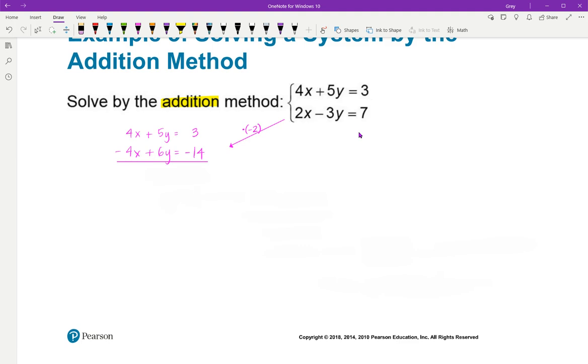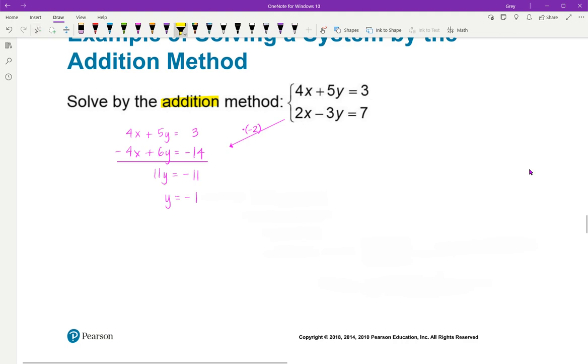And when I do, my x's fall out because I got 4x minus 4x. That goes away. And that gives me 11y equal to -11. I'm going to divide, and I have y is equal to -1. Now, at this point, you can go back to either equation. It does not matter, okay?